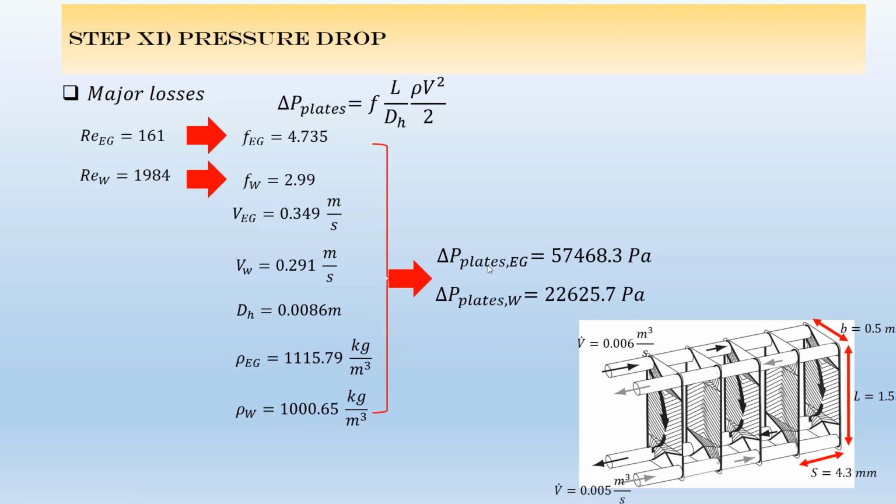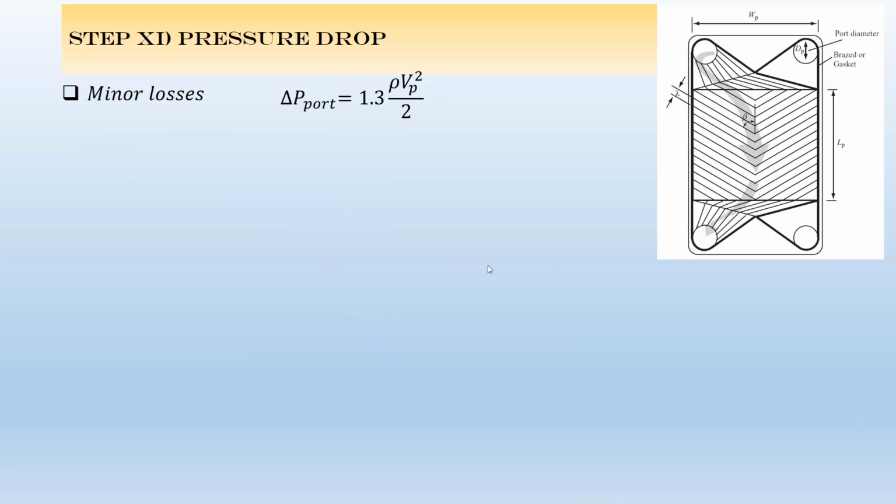If you compare, guys, this delta P with those delta P that you always determine for the double pipe heat exchanger and for shell and tube heat exchanger, you can see that the delta P is higher in this case. And it's normal.